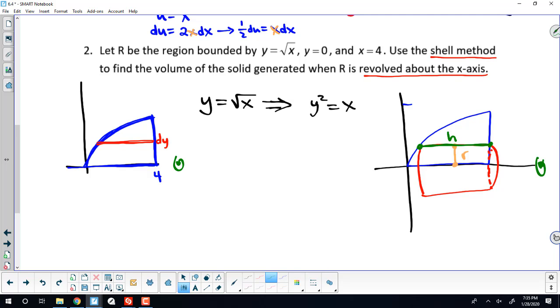So height is x. So yeah, what is the height? How do we measure that distance? The right minus the left. It's the right minus the left. It never changes. What's the right? 4, I think, right? 4 minus y squared. Height, let's write it here. H is 4 minus y squared. Right minus the left. Is everybody okay with that?